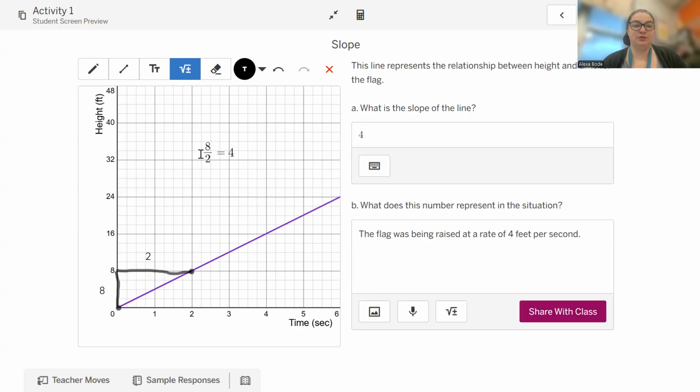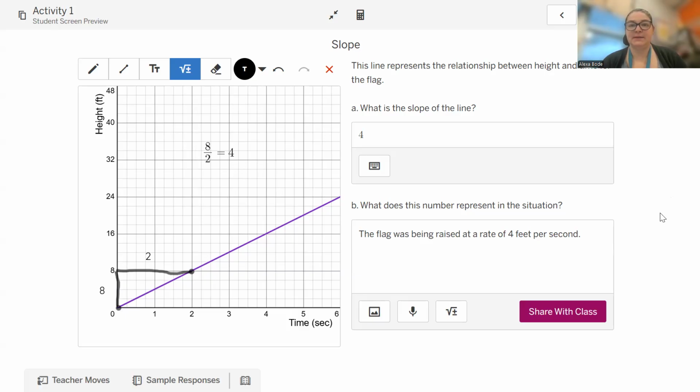The 8 over 2 ratio that we started with is saying that in 2 seconds, the flag rose 8 feet. So that's not the unit rate because it's not per 1 second, but that is a ratio that equals 4 feet per second.